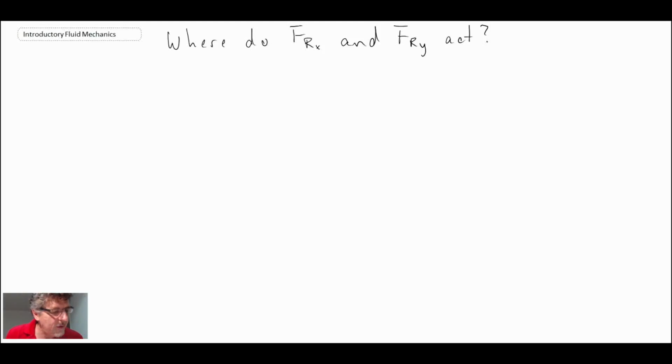And what I'm going to do is redraw our fluid chunk, which is above the curved surface, and we're going to rearrange and define some things that will enable us to then determine the location of where these forces are acting.